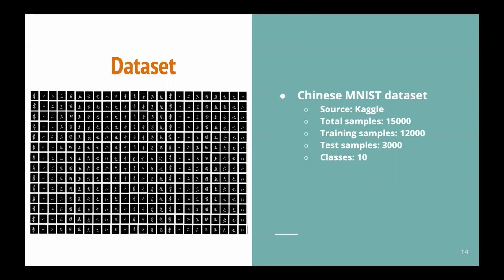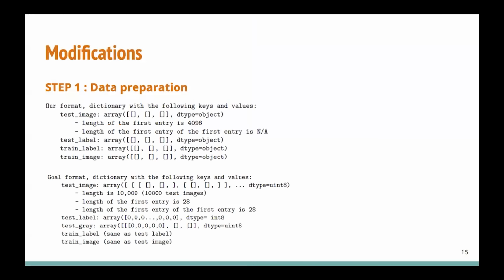Since we performed an 80-20 train test split, that gave us about 12,000 samples to train our model on and about 3,000 samples to test our model on. It contains about 10 distinct classes of Chinese characters. As we can see, for the modifications made to the model, step one was preparing our data.